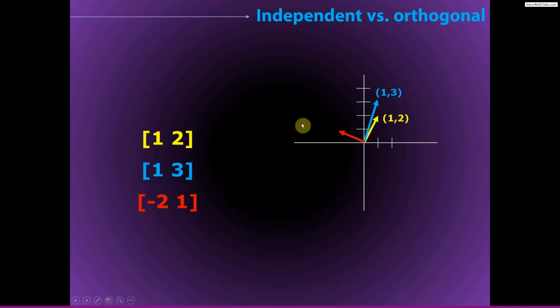Again, orthogonality is not the same thing as independence. You can think of orthogonality as being the most extreme case of independence. Of course, in this case, this is not a linearly independent set of vectors. We could take any two of these vectors and that would be a linearly independent set, but the three of them together is a linearly dependent set, even though these two vectors are orthogonal to each other.